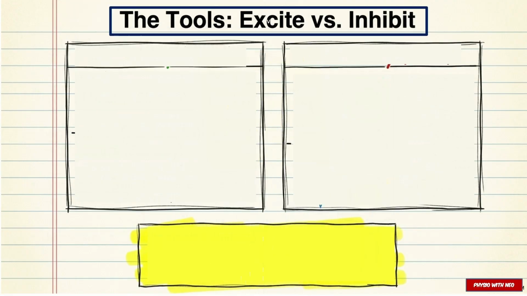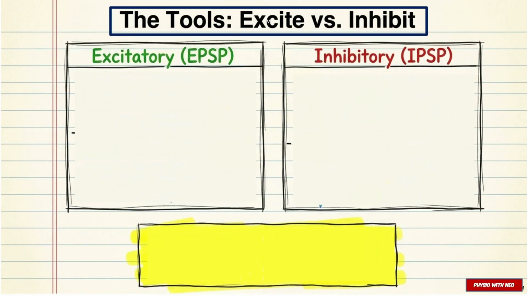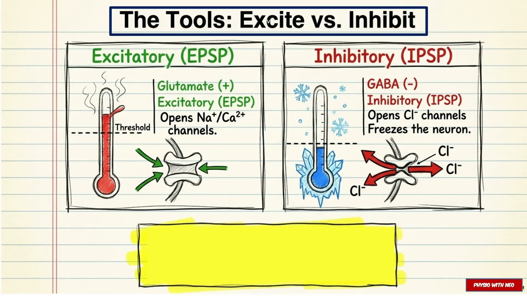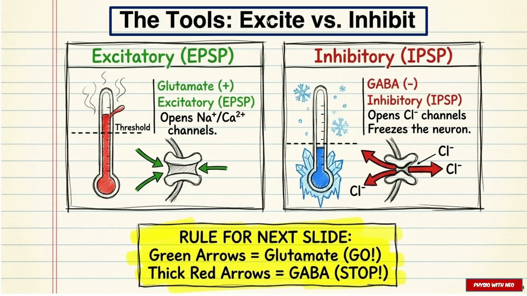Now the neurotransmitters, excitatory and inhibitory. The excitatory neurotransmitter is glutamate, which produces EPSP by opening sodium and calcium channels, whereas the inhibitory neurotransmitter is GABA, which produces IPSP by opening chloride channels. Remember one easy memory trick: green arrow is glutamate, that is for go, and red arrow is GABA, that is to stop. Remember this throughout the chapter because every basal ganglia pathway is built around these two neurotransmitters.